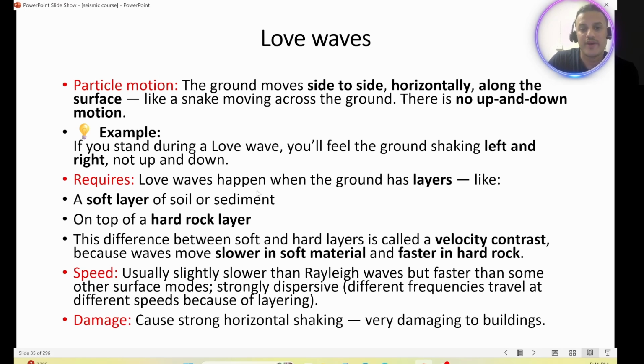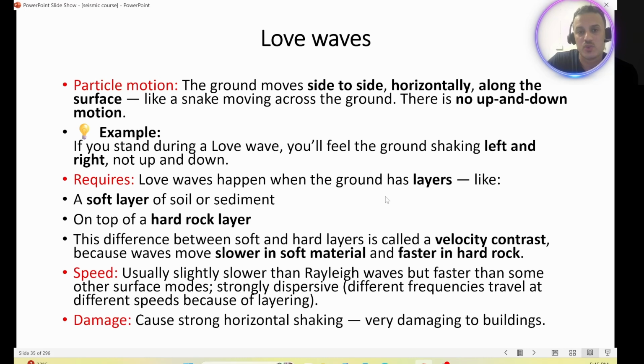So Love waves happen when the ground has two layers, like a hard rock layer, and on top of the hard rock we have soft layers, for example sand, silt, and clay next to the surface. The difference between the soft and hard layer is called velocity contrast, because waves move slower in soft material and faster in hard rock.